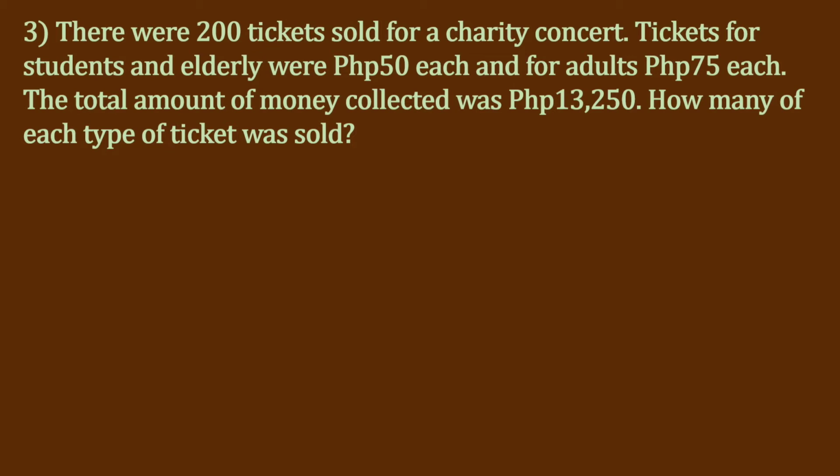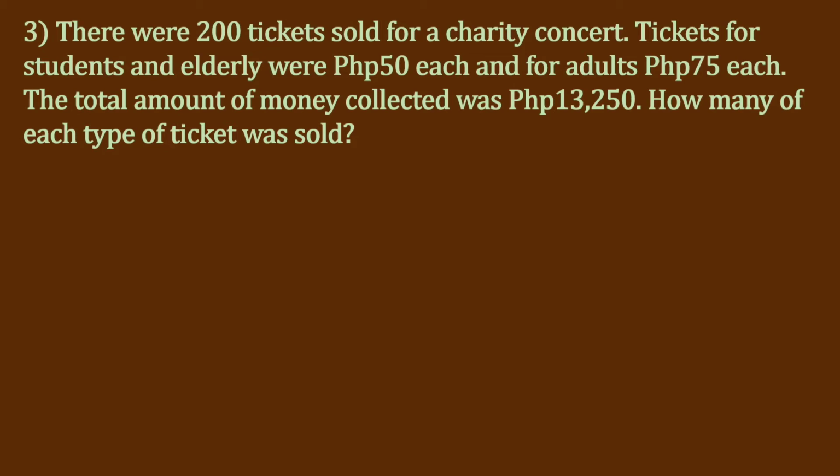Alright, number 3. So number 3 is a ticket problem. There were 200 tickets sold for a charity concert. Tickets for students and elderly were 50 pesos each, and for adults, 75 pesos each. The total amount of money collected was 13,250 pesos. How many of each type of ticket was sold?